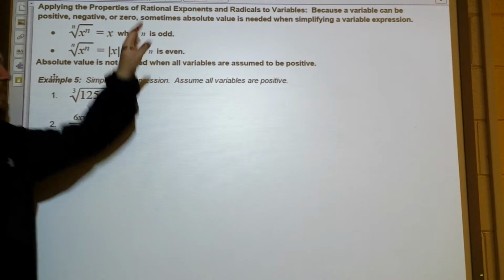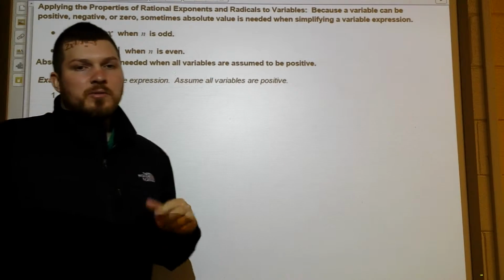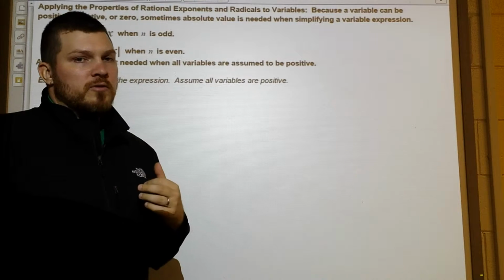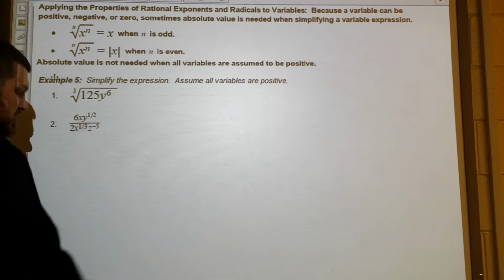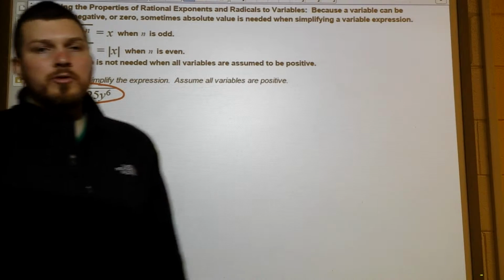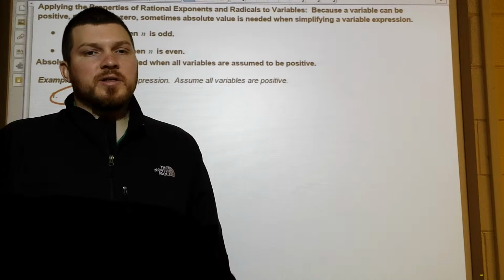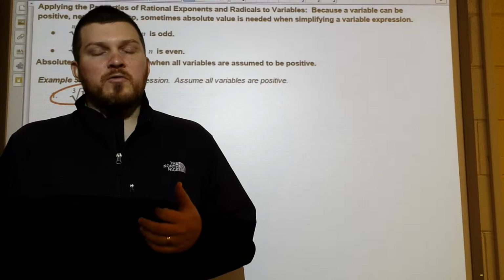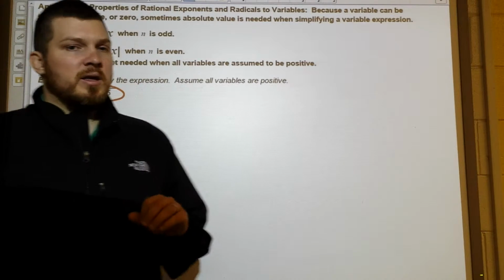So, up here is just some math book stuff. You can read this if you want to. Not very important. What I want you to focus on is the examples. So, example 1 I'm going to do in red. And I have the cube root of 125 times y to the 6. Since it's the cube root, what I'm looking for are powers of 3. Okay? And that's what I'm going to need to do.